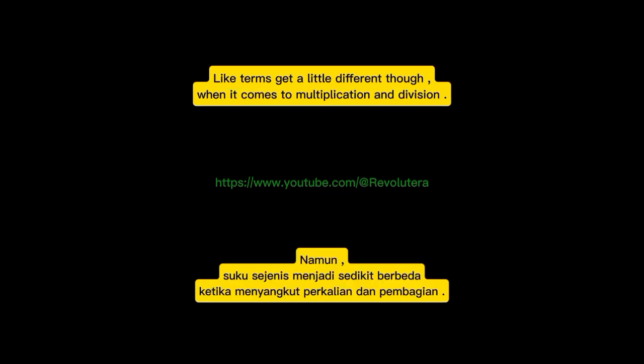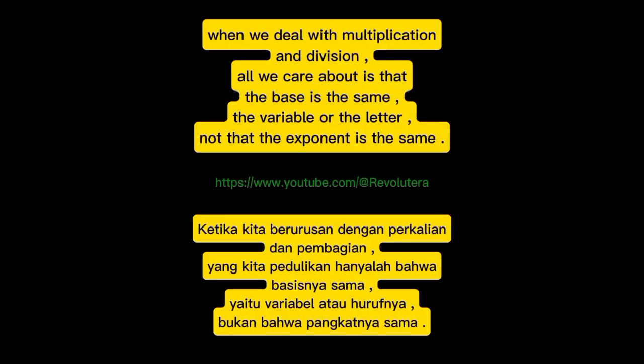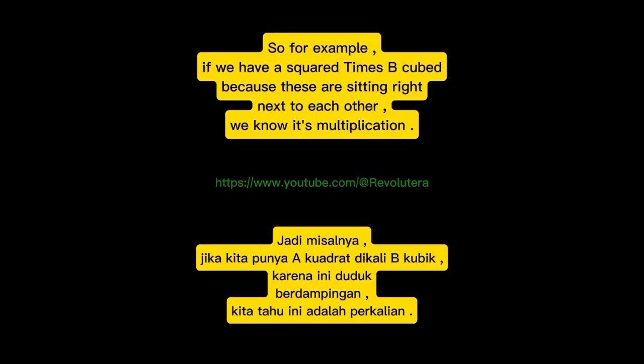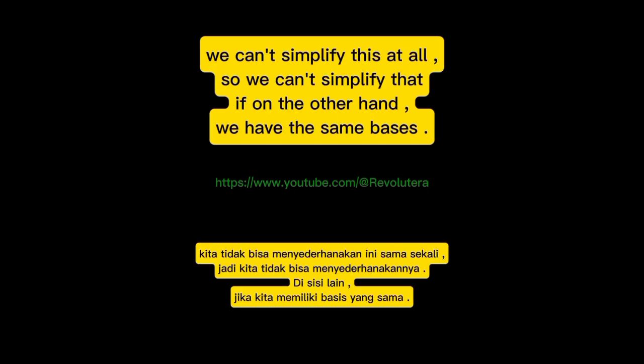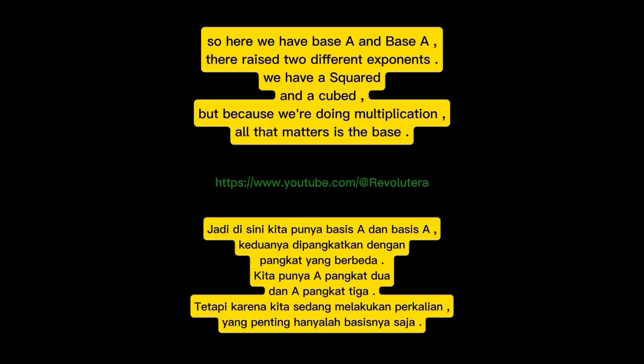Like terms get a little different though, when it comes to multiplication and division. When we deal with multiplication and division, all we care about is that the base is the same, the variable or the letter, not that the exponent is the same. So for example, if we have a squared times b cubed, because these are sitting right next to each other, we know it's multiplication. All we need to look at is whether or not the bases are the same. We can't simplify this at all. If on the other hand, we have the same bases, so here we have base a and base a, they're raised to 2 different exponents. We have a squared and a cubed, but because we're doing multiplication, all that matters is the base.